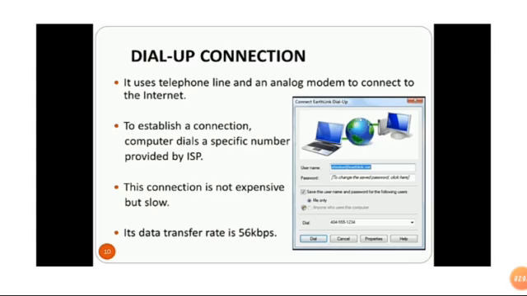The next is dial-up connection. A dial-up connection requires a phone to be connected to a computer. Calls cannot be made, neither received, when internet is being used. It is not expensive, but it is slow, and the data transfer rate is also very less. It is 56 kilobits per second. Here it uses telephone line. To establish the connection, a computer dials a specific number provided by the internet service provider, and then it is being operated.